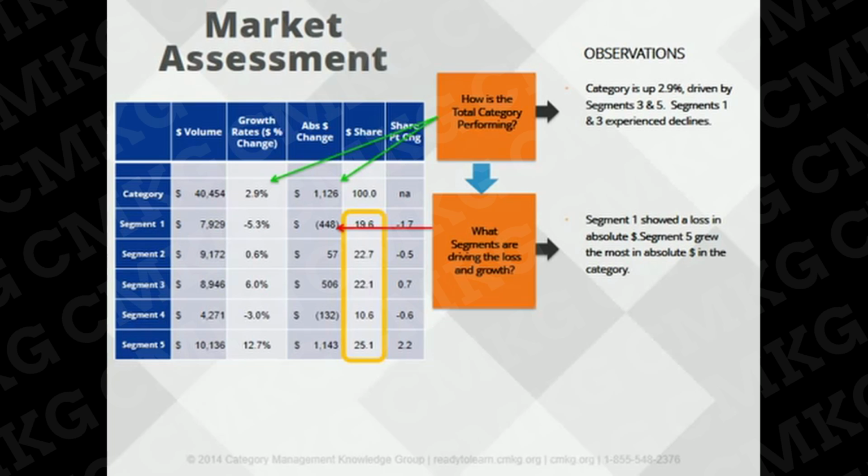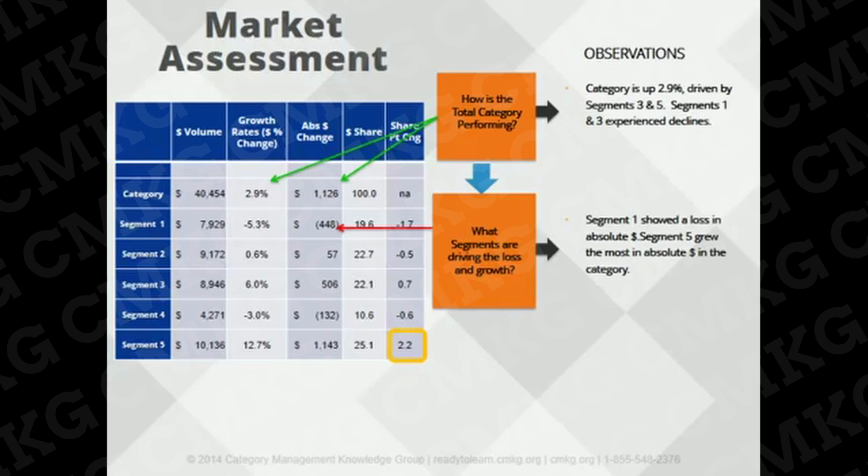Segment 4 is the smallest segment, and Segment 5 is the largest segment, with a 25.1 share of the category. The share point change in the last column highlights the segments that have a growing or shrinking piece of the pie. For instance, Segment 1 has lost 1.7 share points, and Segment 5 grew by 2.2 share points.